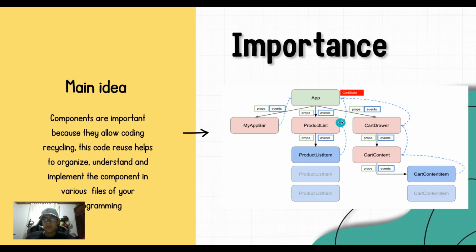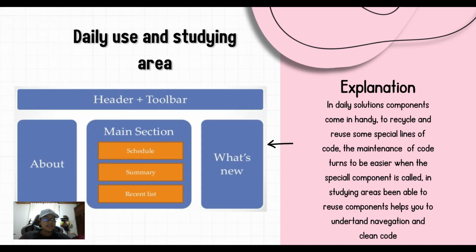So the main target of the component is to recycle code, so that you don't have to create the same button in various files. You just make it once, and later you call it in different parts of your app.